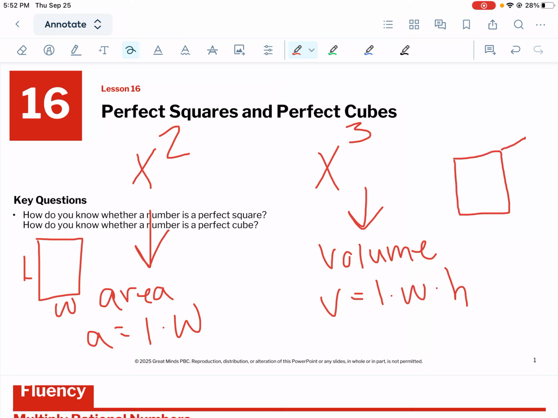And I'm going to do my best to make a cube here. Okay, it didn't come out bad. So, if I was trying to find the volume, it would be length times width times height over here. Like that. So, just beware. Perfect squares, x squared. Perfect cube, x cubed.